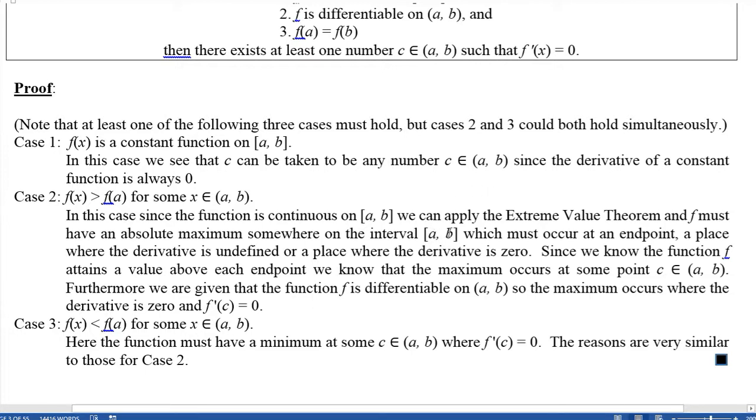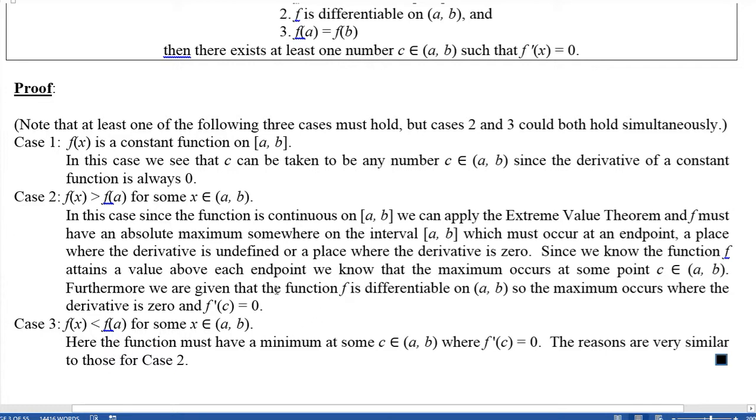But here we know it's not at the endpoints, because there's at least one point that's higher than both ends. So it has to be somewhere in the open interval from a to b. But we also know the derivative is always defined, since it's differentiable on the open interval from a to b. So the only place that a maximum could occur is at a place where the derivative is 0. That's a local maximum, a horizontal tangent line there, so the derivative is 0.